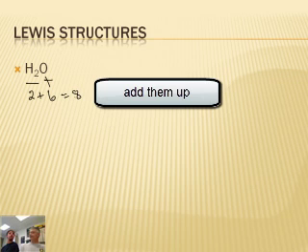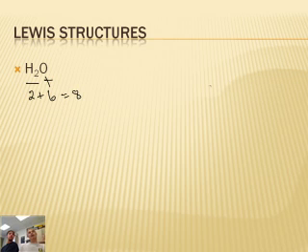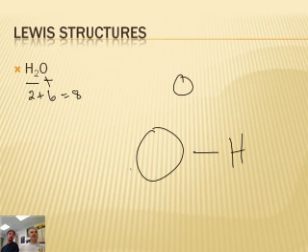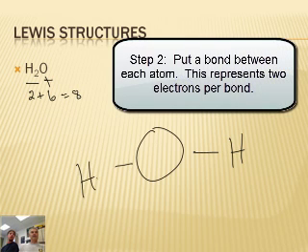So, think of it this way, ladies and gentlemen. You have 8 electrons to spend. It's like a count, if you will. Now, you have to put 1 element in the center. And hydrogen will never go in the center. Hydrogen's on the outside, always. So I'm going to put hydrogens on the outside.